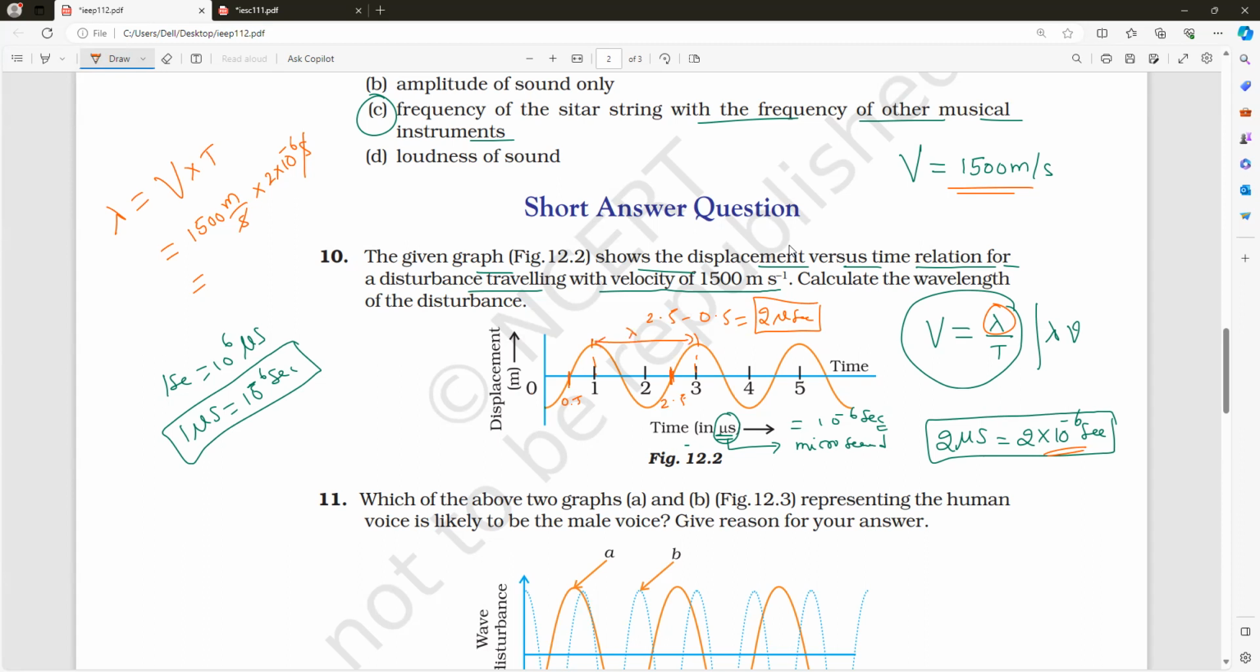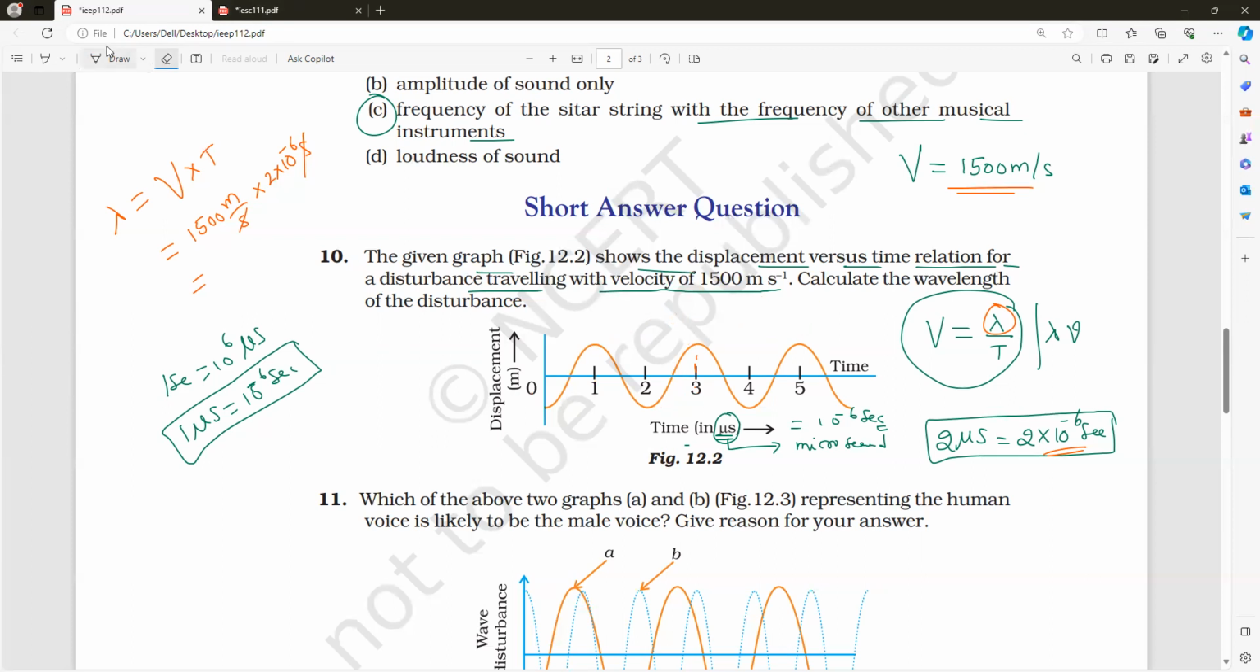Generally, we'll take between crest to crest, correct? So the crest ends at 3 microseconds. Crest started at 1 microsecond. So 3 minus 1, it is equal to 2 microseconds. That's all. Am I right, everybody? Yes, sir. Do you understand? Agalya, Shivani, Kavya? Yes.